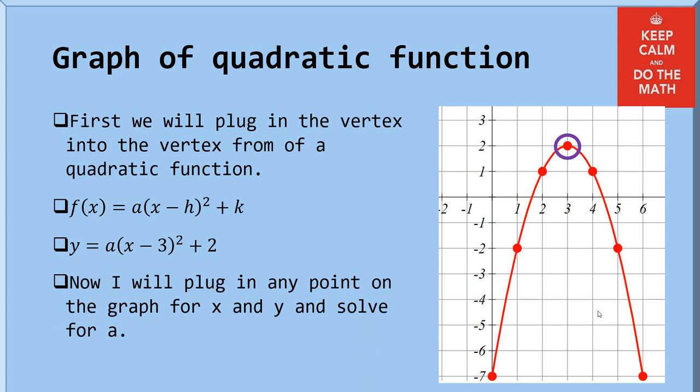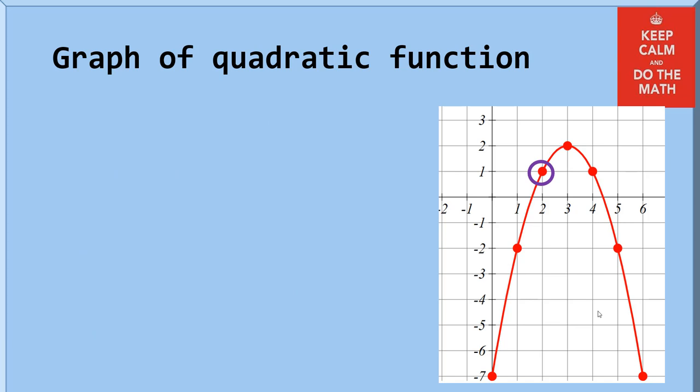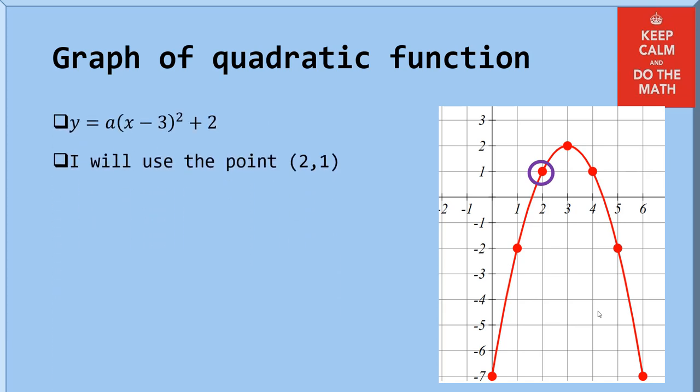Now I will plug in any point on the graph for x and y and solve for a. So I have chosen to use this point here, (2, 1), that I've circled. So far, my quadratic equation is a(x - 3)^2 + 2. I now am going to fill in the x and the y. You notice the f(x) has changed to y because that's what f(x) stands for. So at this point, I now have 1 = a(2 - 3)^2 + 2.